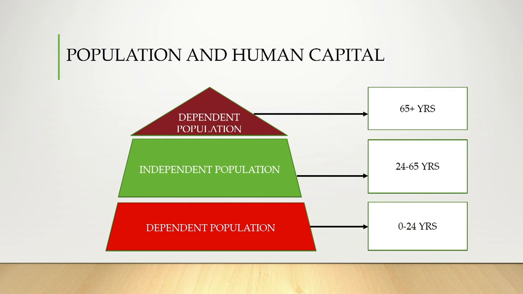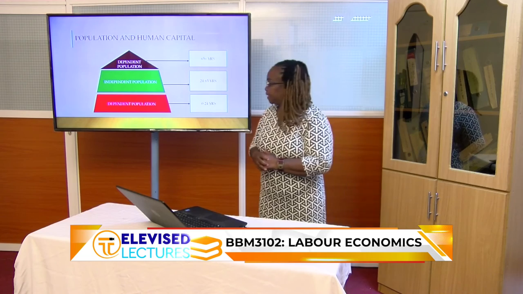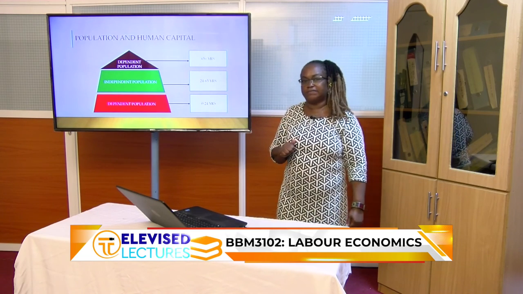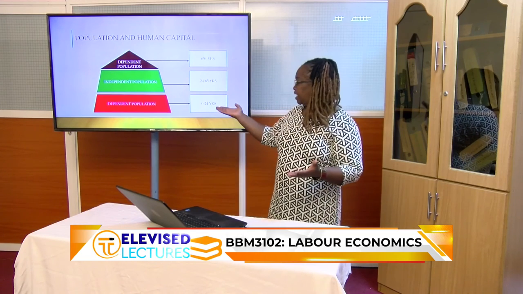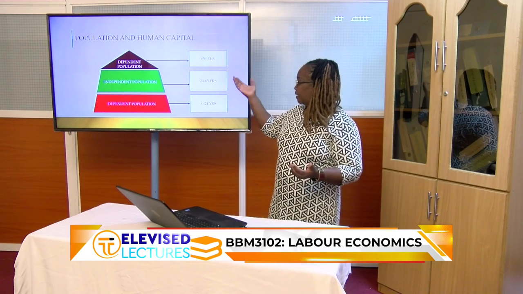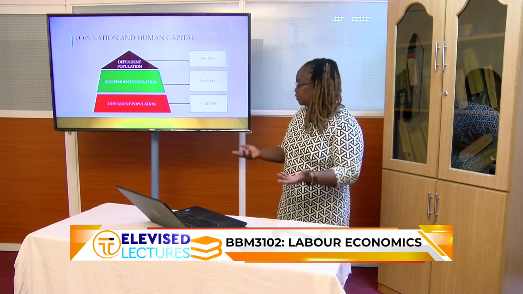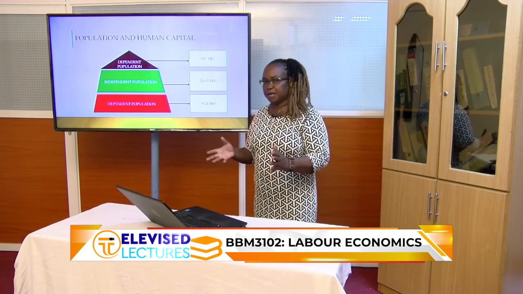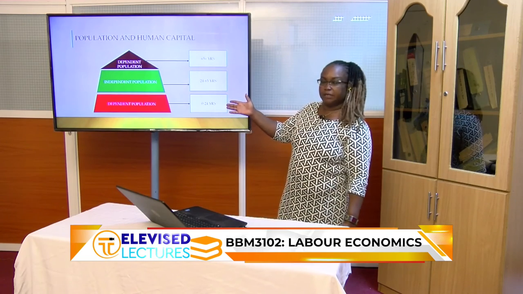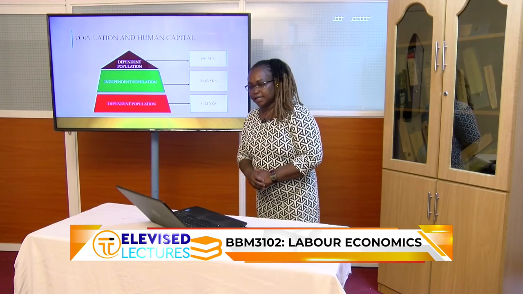And I have divided that human capital into three, depending on the way it is prepared to join the labor market. This is what I have explained: 0 to 24 years. We are calling this red part the dependent population, and the age is 0 to 24 years, because this is the age whereby we are very young. All our needs are met by the parents: food, clothing, shelter, education, security, whatever you're talking about. And by around 22 to 24 years, this is when we are leaving the university to go and join the job market.